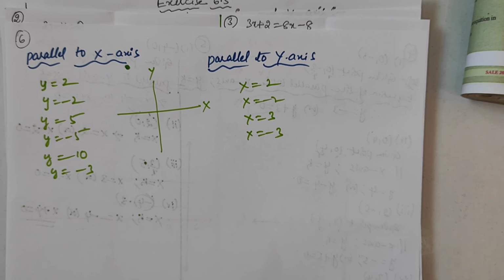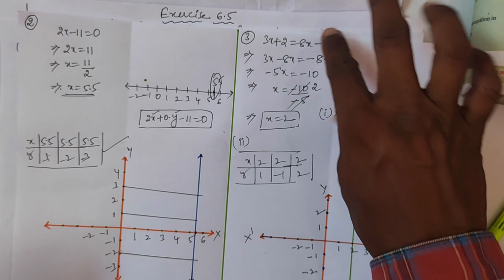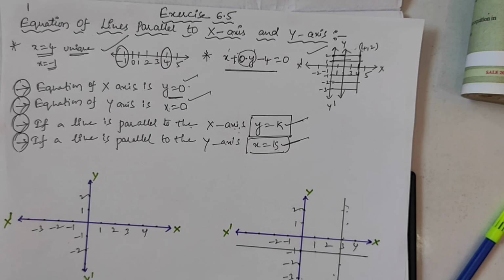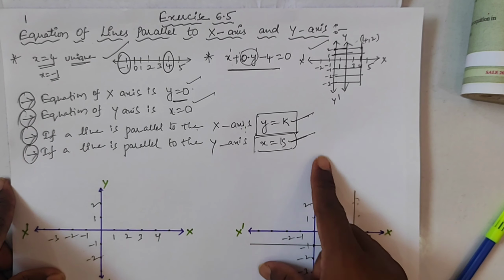So it is a small exercise. So this total exercise is about what? Equation of lines parallel to the x-axis and y-axis. If you remember these 4 conditions, you can solve it very easily.